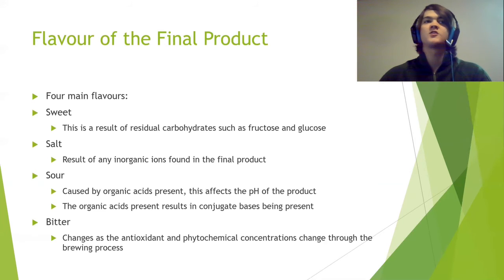Salt is a result of any inorganic ions found in the final product, such as sodium or chlorine. Sour is caused by organic acids present, which affect the pH of the product. If the pH changes slightly, the concentration of these organic acids changes drastically, which results in their conjugate bases changing. Bitter changes as the antioxidant and bioactive or phytochemical ingredient concentration changes in the brewing process.